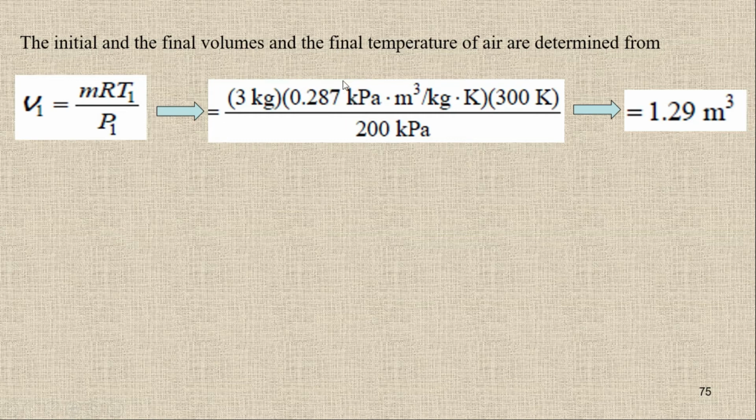Either you have to multiply this by 1000 and you have to multiply this by 1000, and then the 1000 will cancel out with this 1000, but ultimately you will get V1 which is equal to 1.29 meter cube. So at point number 1 we have P1, we know what P1 is, and we even know V1. It is a closed system, so mass will be constant.